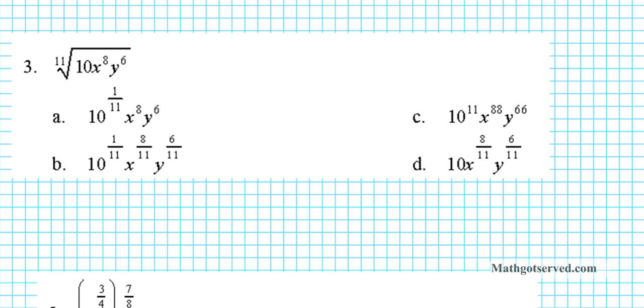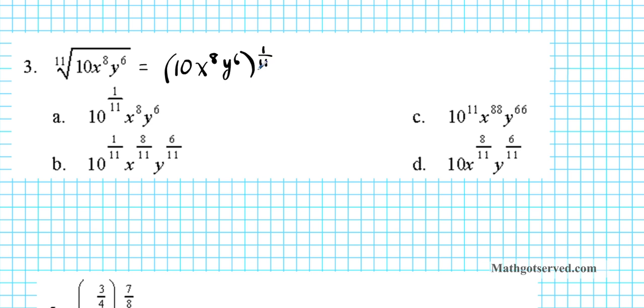Alright, let's take a look at number 3. We have to find the 11th root of 10 x to the 8th y to the 6th. You have to express it as rational exponents. So in this case, what we're going to do is express this as 10 x to the 8th y to the 6th raised to the, now we apply the nth root property of exponents, we're going to raise this entire expression to the 1 over 11.